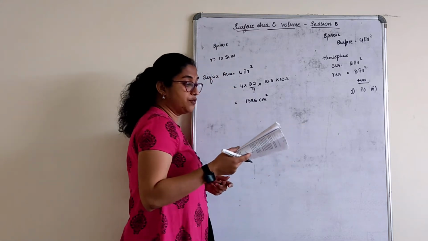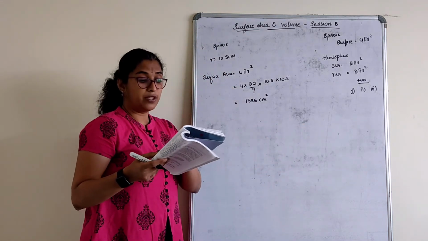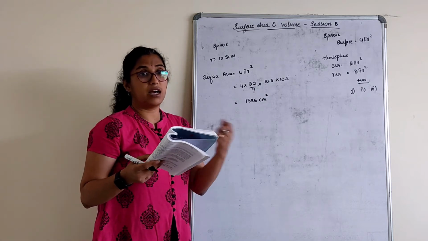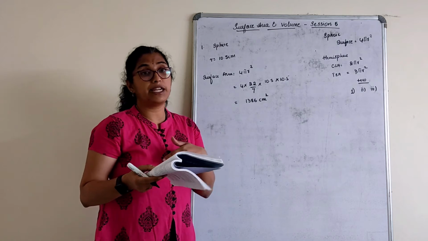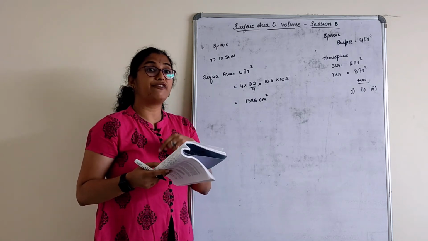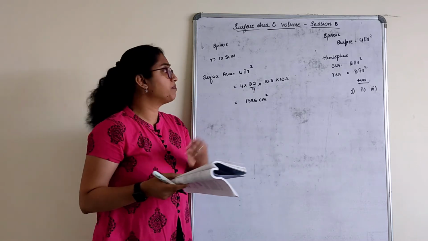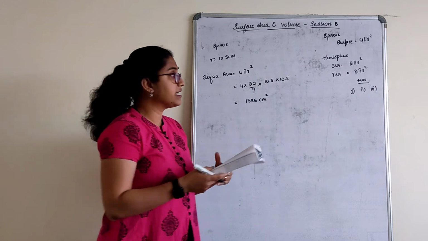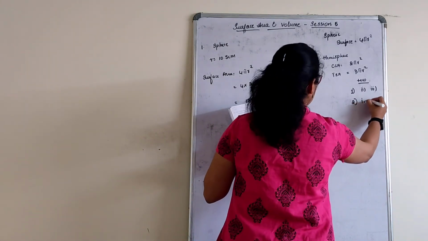Look at the second one. Find the surface area of the sphere whose diameter is given. Can we convert diameter to radius? 14 centimeter is the diameter, so r is 7. 21 centimeter is the diameter, so 21 by 2 is the radius. 3.5 meter is the diameter, so 3.5 by 2 is the radius. Diameter is given, so convert it to radius and then apply the same formula. The second one is also very simple. All three are marked.